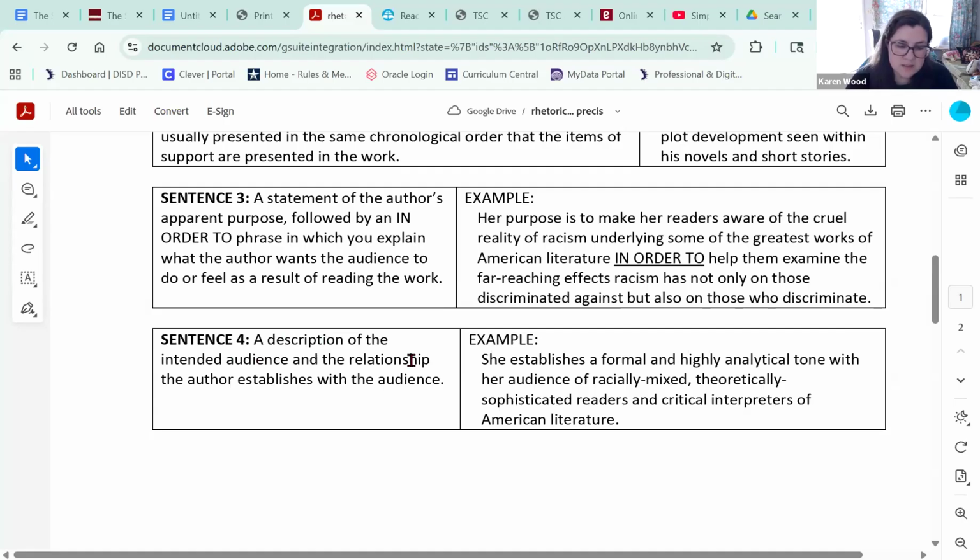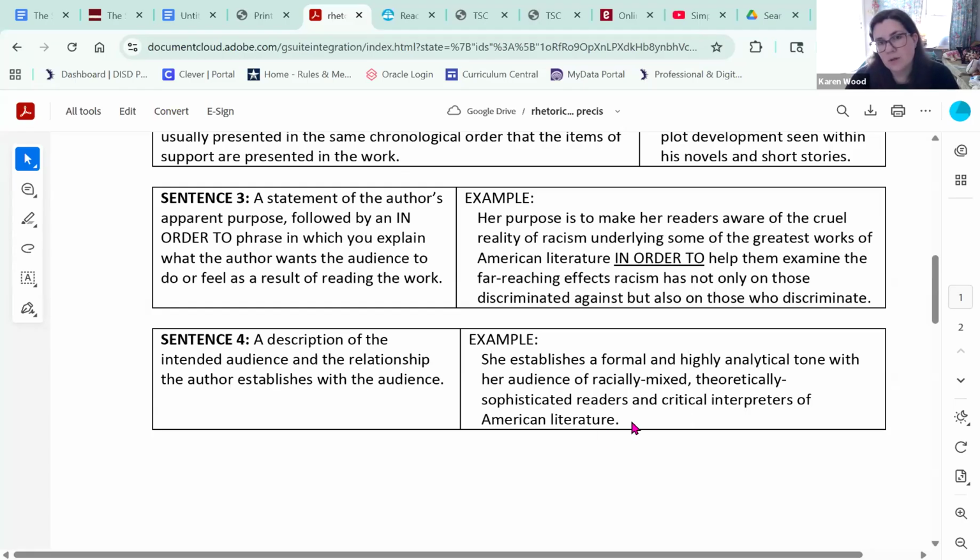And then the last sentence is the description of the audience and the relationship the author establishes. So, here's an example. She establishes a formal and highly analytical tone with her audience of racially mixed, theoretically sophisticated readers and critical interpreters of American literature.